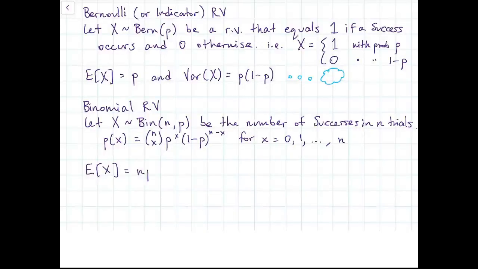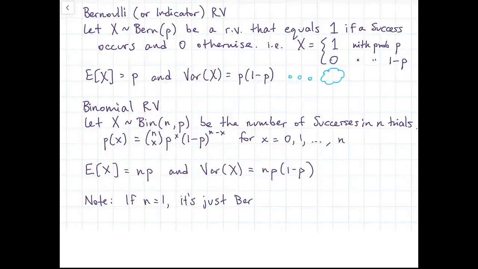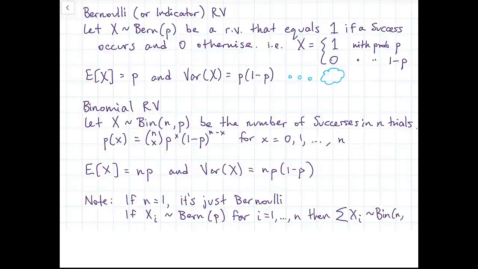So we can find the mean and variance of the binomial random variable, np and np times 1 minus p respectively. And we can get that in a few different ways, but note, if n is equal to 1, then the binomial just becomes a Bernoulli, right? N trials being one trial, we just have a Bernoulli. And also, if we have a collection of independent Bernoulli random variables and we add them up, then we get a binomial. Pretty neat.